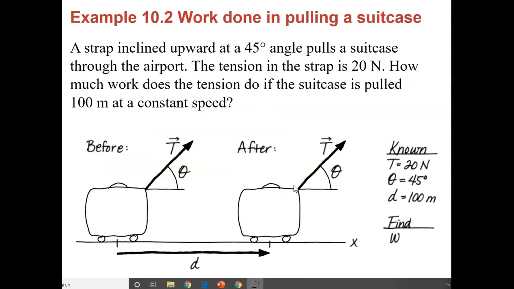All right, so sample problem here. Pulling a suitcase at the airport, the tension on the strap is 20 newtons. How much work does the tension do if the suitcase is pulled 100 meters at a constant speed? Your tension is 20 newtons, your angle is 45 degrees. You want to find the work done, which means we need to find the horizontal component of this force.